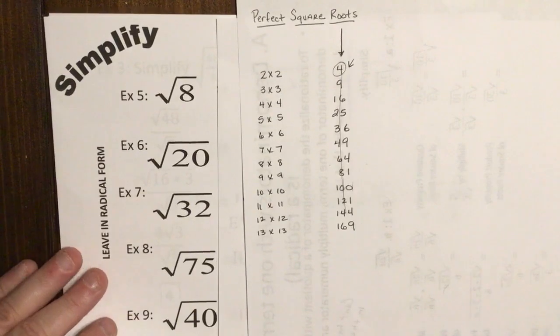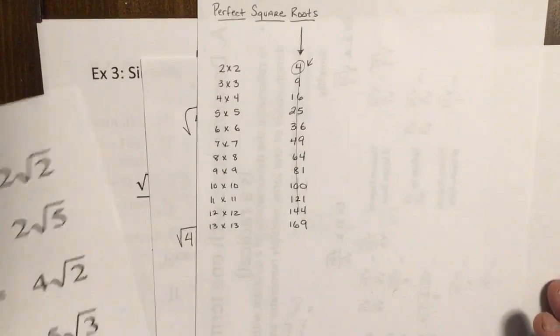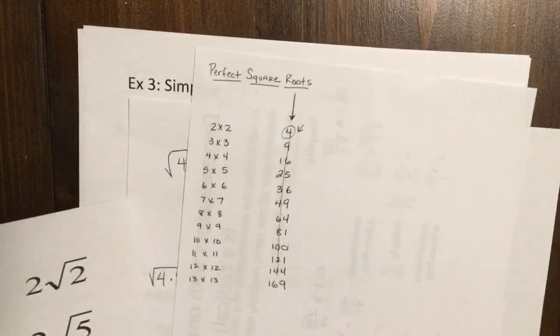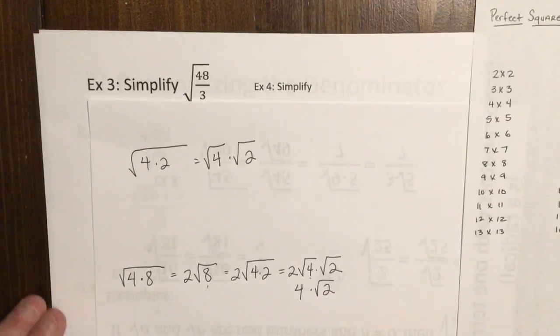All right, I would ask for questions, but y'all don't have any. All right, here we go. Moving on. That's how you simplify radicals.